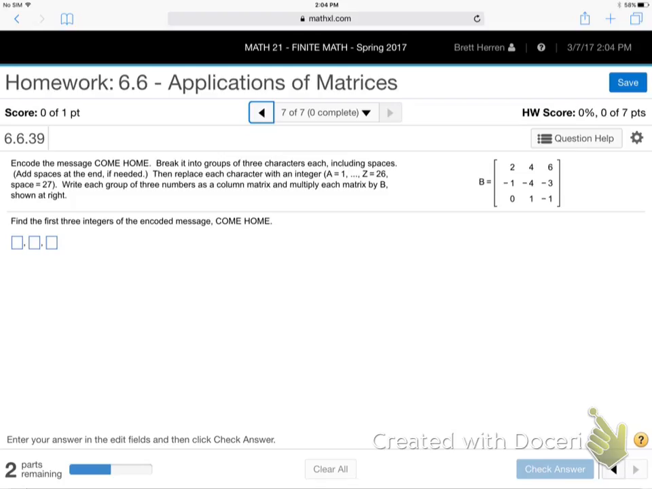Anyway, so on this one, this is one example of how that might be done. What do they want me to do? They want me to take the words come home and break that into code. So how do we do that? All right, so let's take C-O-M, then E blank H, and then O-M-E. Those are the three I'm going to enter.